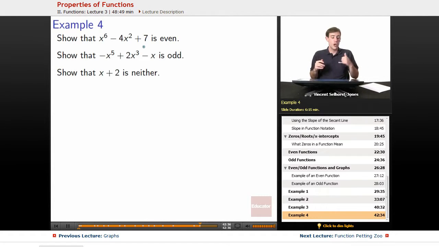Great. Final example: show that x to the 6th minus 4x squared plus 7 is even, show that negative x to the 5th plus 2x cubed minus x is odd, and show that x plus 2 is neither.